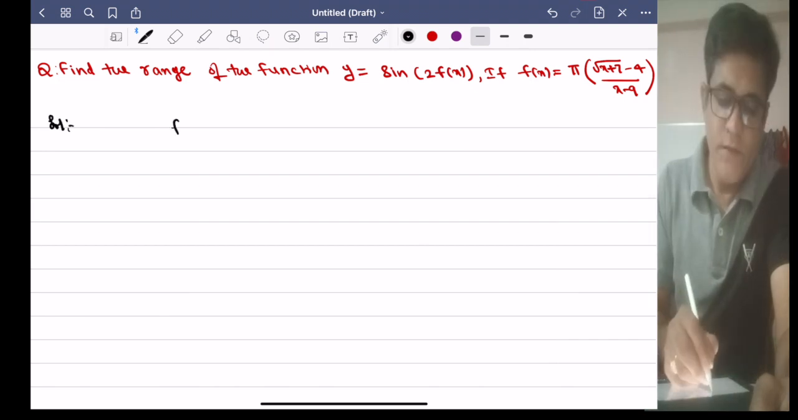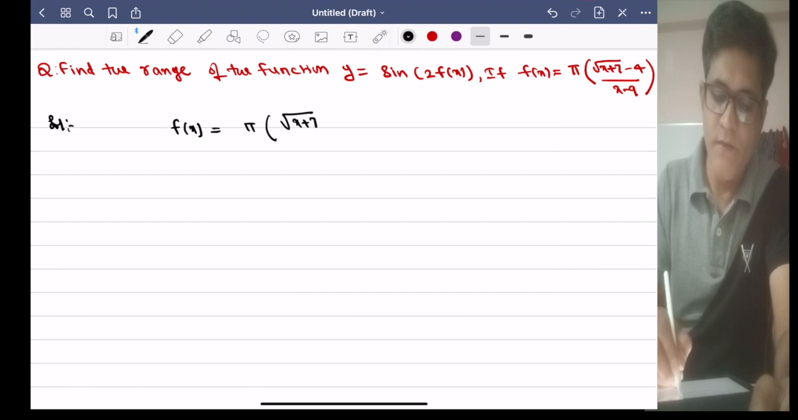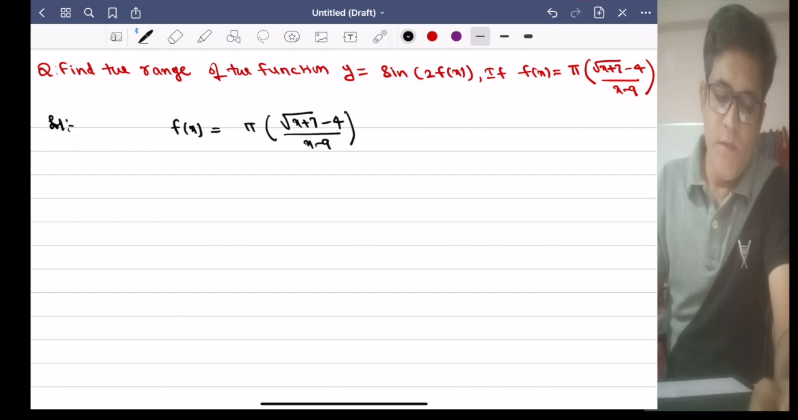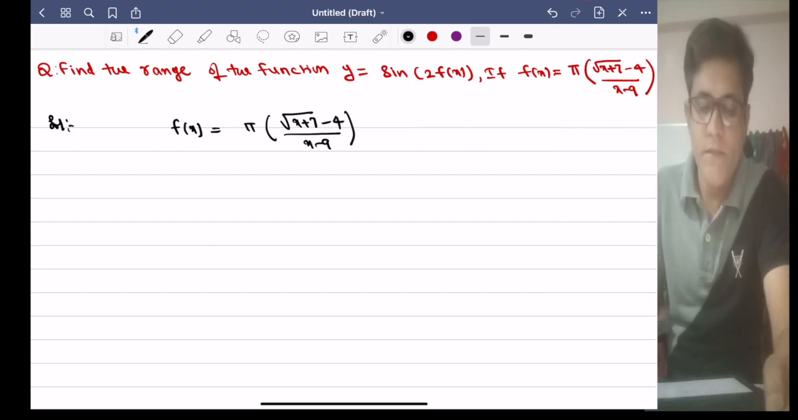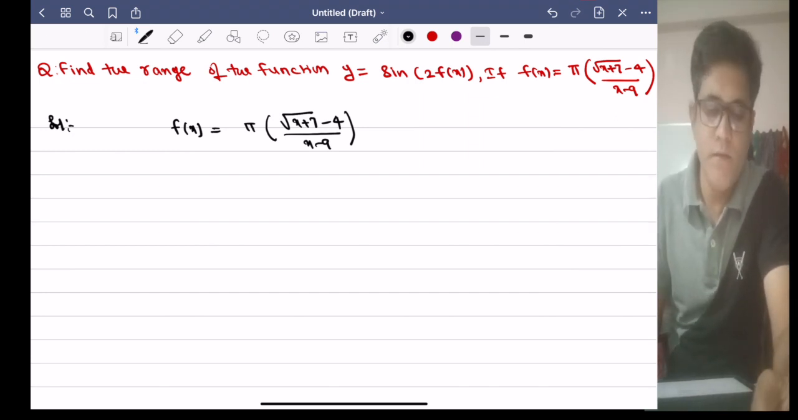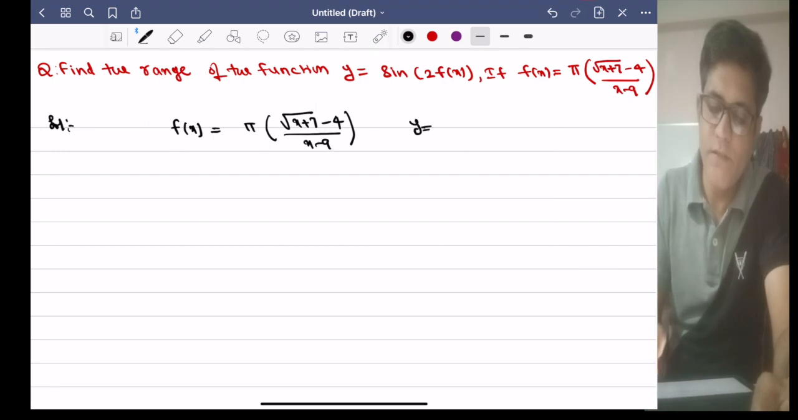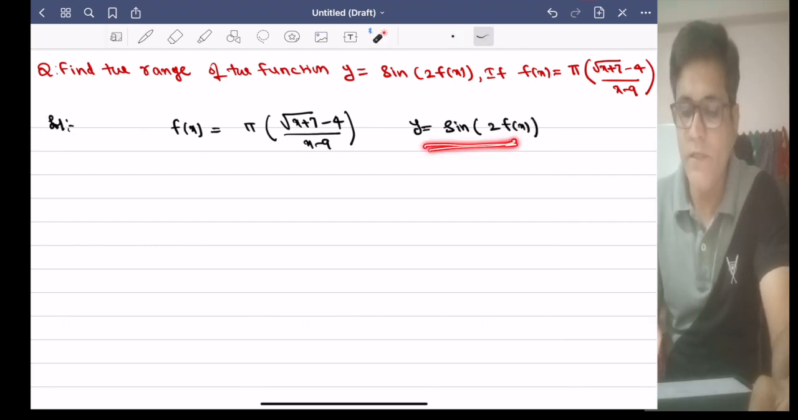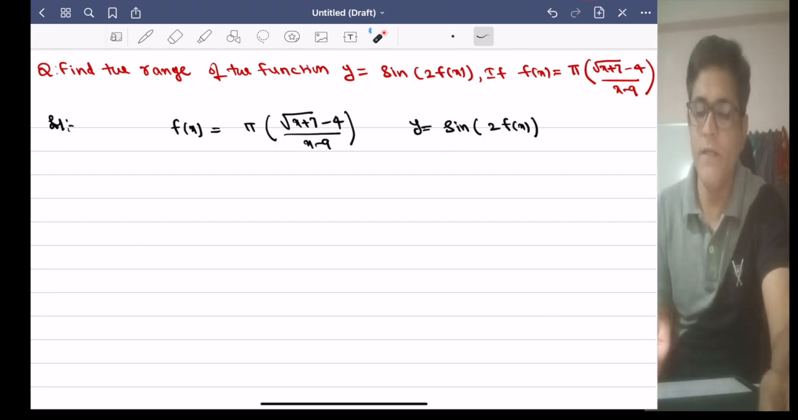The given function is f of x equals pi into square root of x plus 7 minus 4 over x minus 9. So the given f of x is this one. You need to find the range of the function y equals sine of 2 times f of x. So before finding the range of y equals sine of 2 times f of x, first we will find the range of this f of x. Then after, we will find the range of the sine of 2 times f of x.